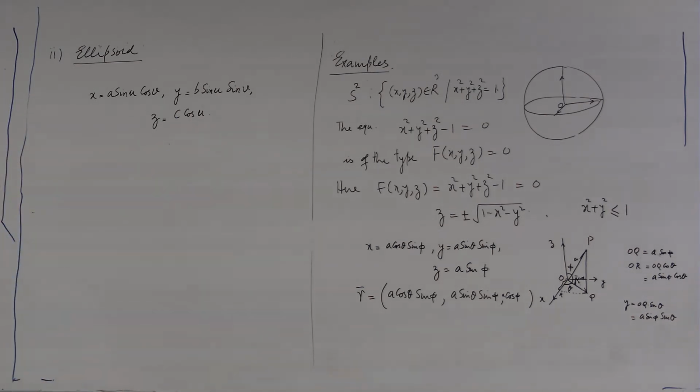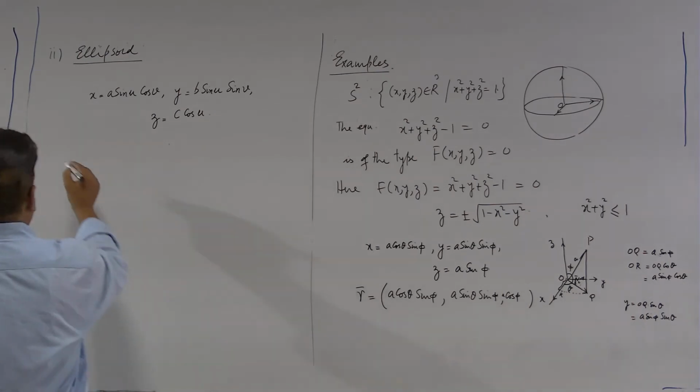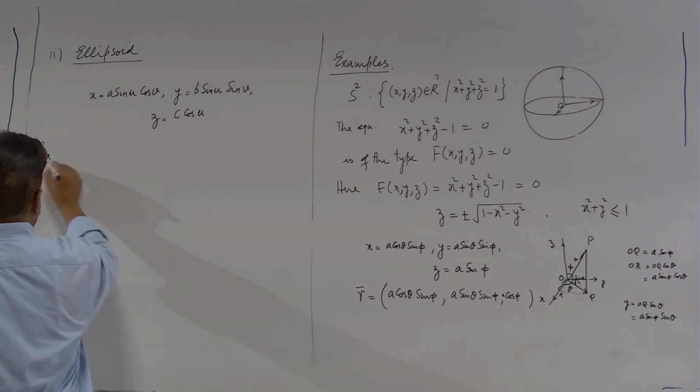You can check whether it is correctly written or not. Just consider x square upon a square plus y square upon b square plus z square upon c square. If it is 1, then the equation is correctly written. Here u and v are the two parameters of this. Now, other conicoids you can check by yourself. For example, I can leave it for you as an exercise.